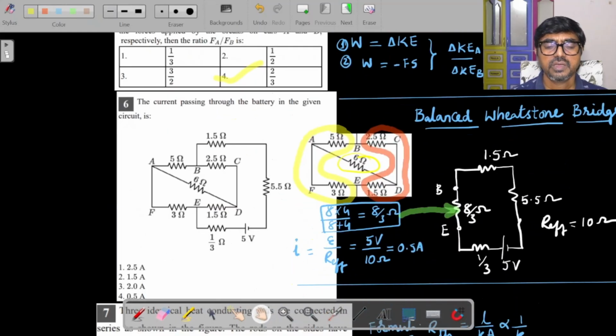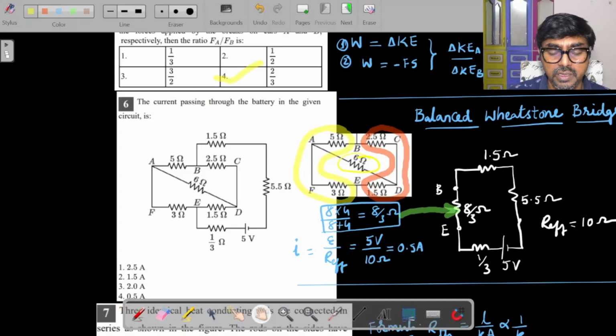Okay, next, sixth question. Whenever you see these kind of circuit problems, and especially NEET aspirants, it's not going to be tough there. It is going to be easy only, and most likely it is going to be on Wheatstone bridge. You should get that idea. Even if you are not able to see the Wheatstone bridge directly, you should try. Is there a Wheatstone bridge?